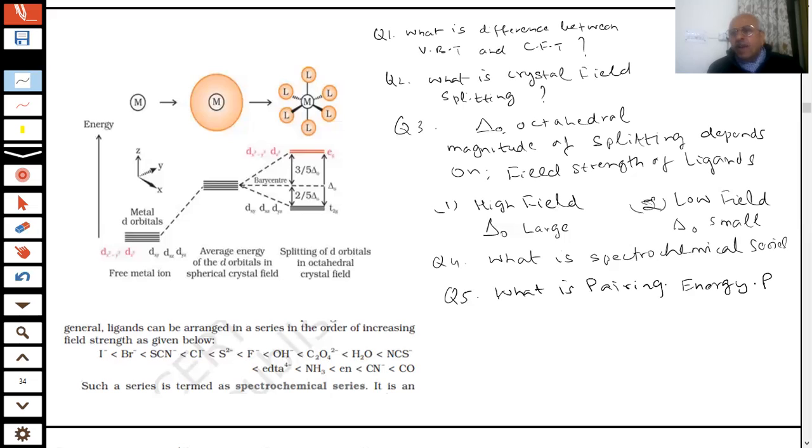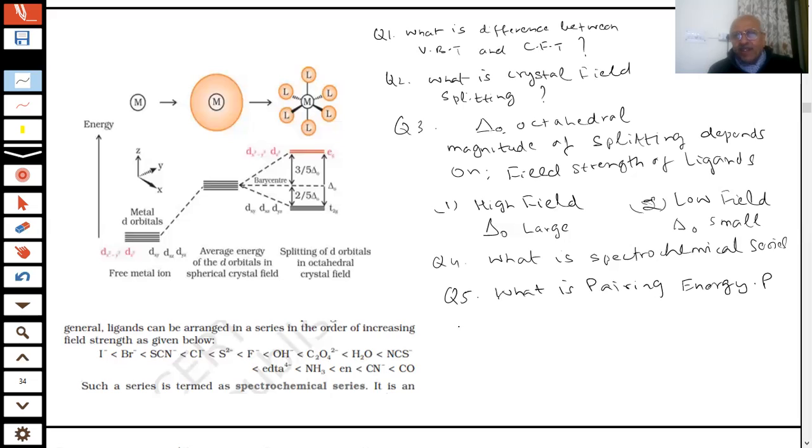Students, if we answer this question, we will be able to do all the questions in this chapter. What is the pairing energy? I talked about the pairing energy, students, in the splitting of the d orbitals. We said there is a pairing energy involved. You have 30 seconds. Pairing energy is the energy required for pairing up of the electrons. Correct answer given by Shivangi. Thank you very much for giving me the correct answer.